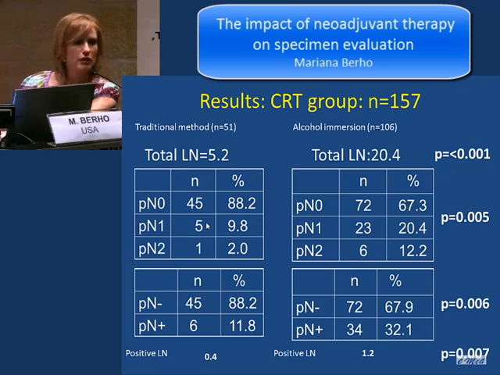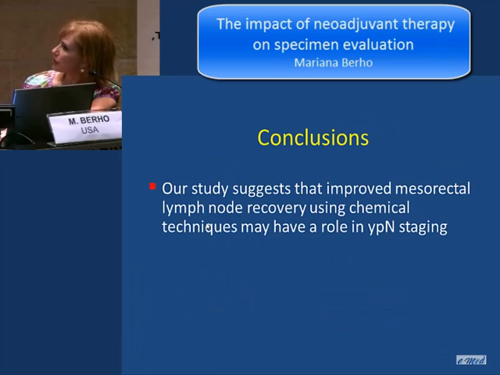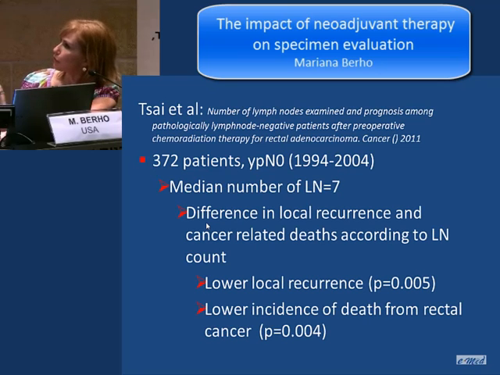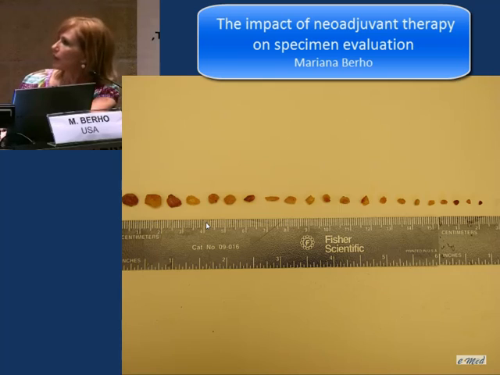So we always do this now because in our experience, the use of techniques that increase the number of nodes may end up in upstaging the patient. This has been proved by other authors, also a group from Korea, who found that those patients that have less than 7 lymph nodes retrieved have a decreased overall survival and an increased local recurrence.